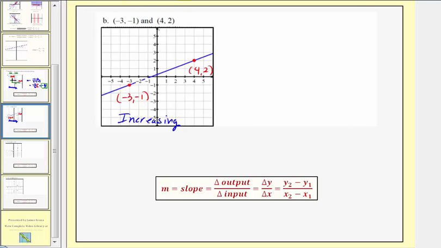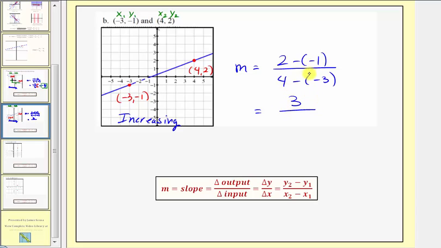Let's label our ordered pairs, x sub 1, y sub 1, x sub 2, y sub 2. So the slope m is equal to y sub 2 minus y sub 1, that's 2 minus negative 1. And then we have x sub 2 minus x sub 1, that would be 4 minus negative 3. Simplifying, this becomes 2 plus 1, or 3. And here we have 4 minus negative 3, or 4 plus 3, which is 7. This doesn't simplify, and therefore our slope is 3/7.